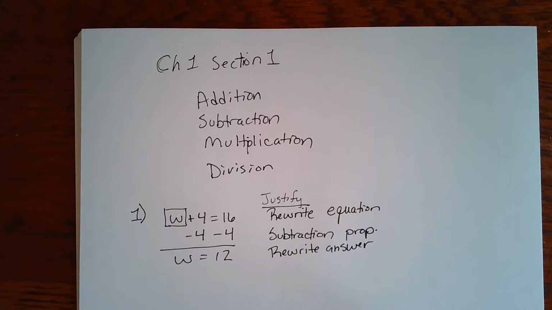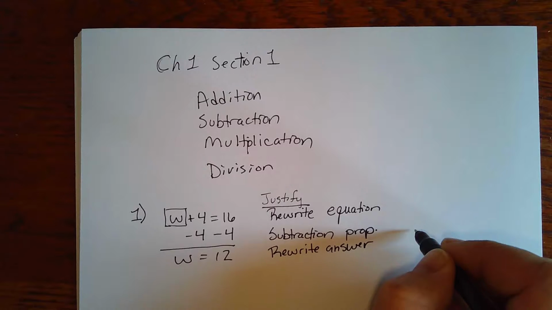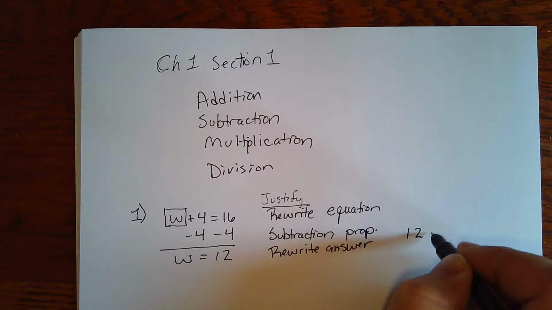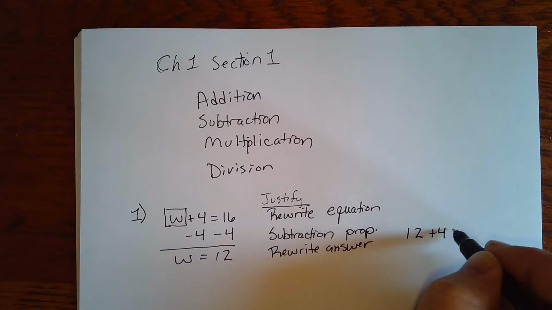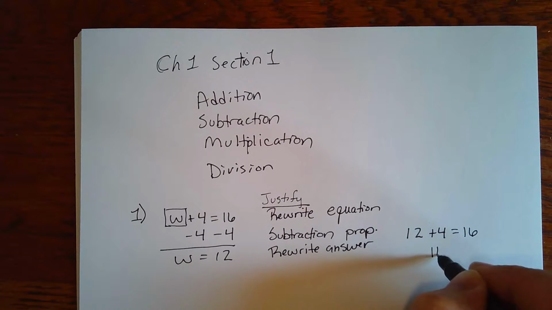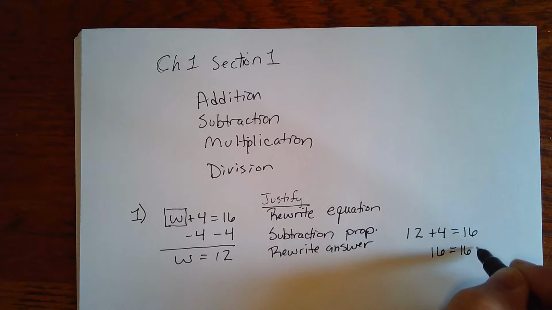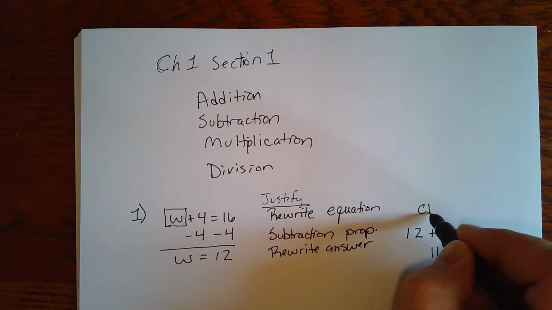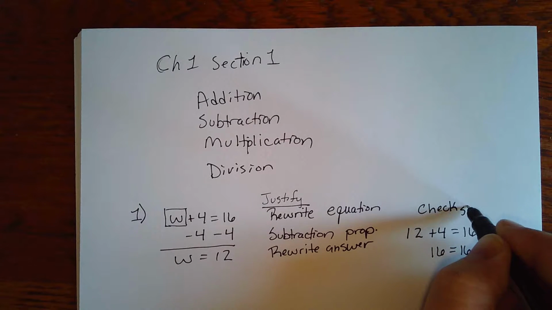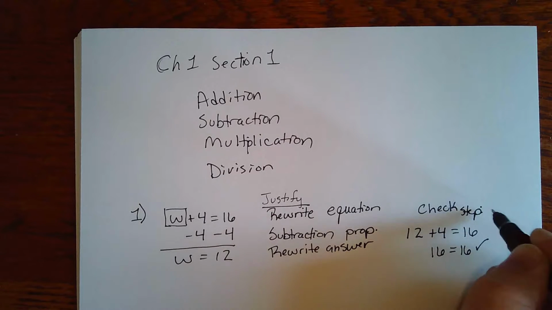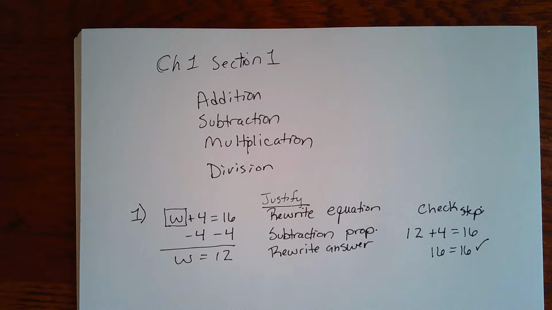Now, to check it, you basically plug it back in. So take the 12 and put it in place of W. 12 plus 4 equals 16. So 16 equals 16. This counts as what we call a check step. When I ask you to do a check step on either your quiz or your test, you are going to show this to me by putting the answer back into the variable and then playing it out and making sure both sides match.